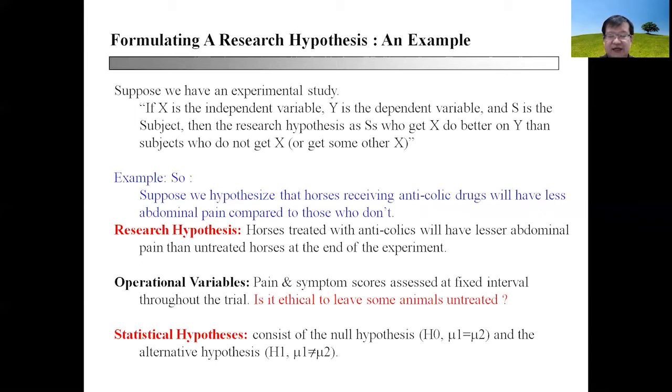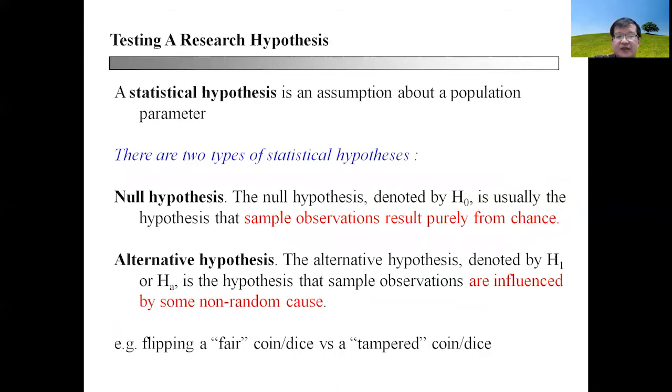A statistical hypothesis, on the other hand, as explained earlier, will require all these parameters, these quantities, to be expressed in terms of an equation headed by either H null or H1, or H alternative, as depicted on the text. As mentioned earlier, a statistical hypothesis is an assumption about a population parameter, whereas a research hypothesis states what will actually happen. It's just that a statistical hypothesis tells us in quantity what will actually happen.